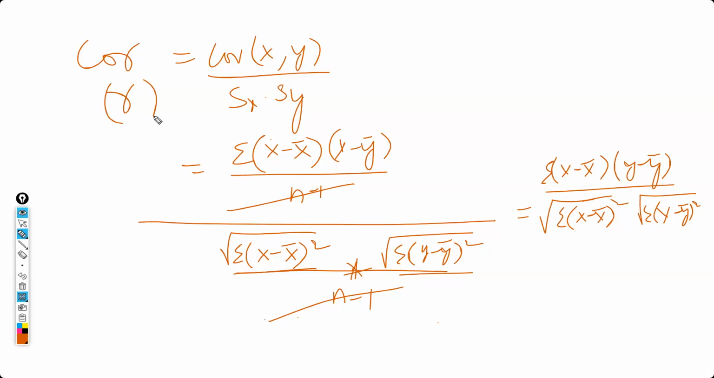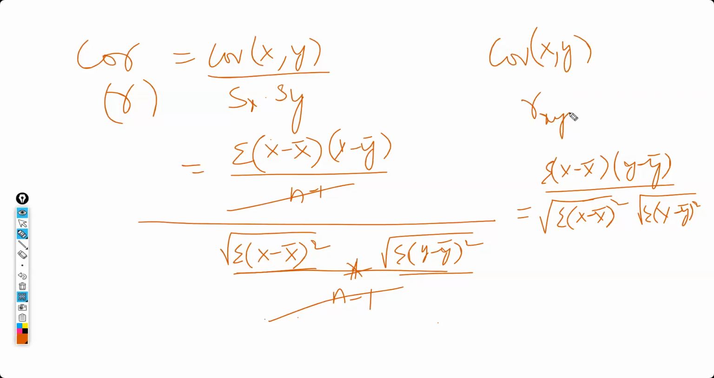Sir, what about the covariance? Covariance has the symbol COV. We have to write COV of x comma y. For correlation, we have to write R of x comma y, R with suffix x comma y. It gives the correlation.